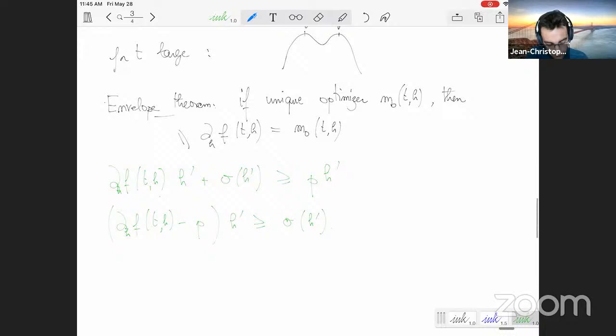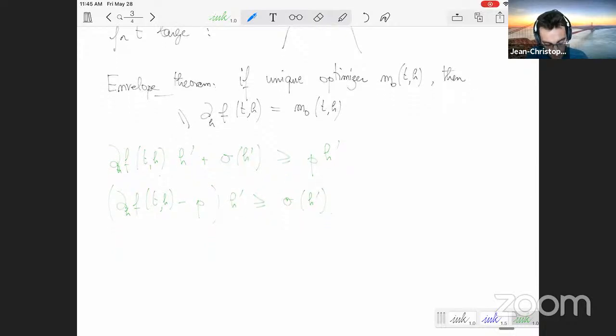So you see that I have to have that this guy is 0 if I'm allowed to have H prime go both on the positive and on the negative sides. Because if I only have H prime which goes in the positive direction, then I would only know that the quantity in parentheses is non-negative, right?